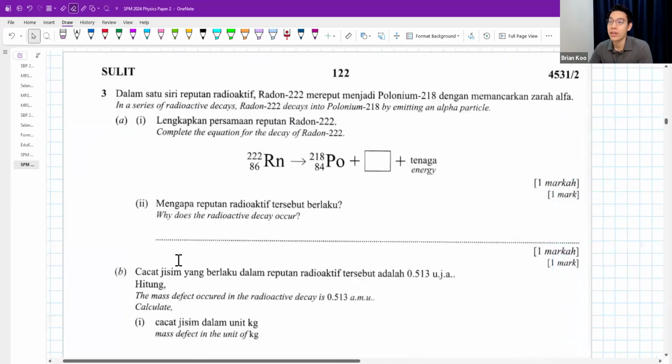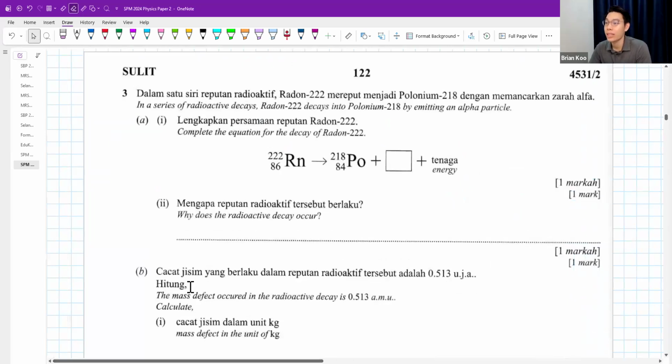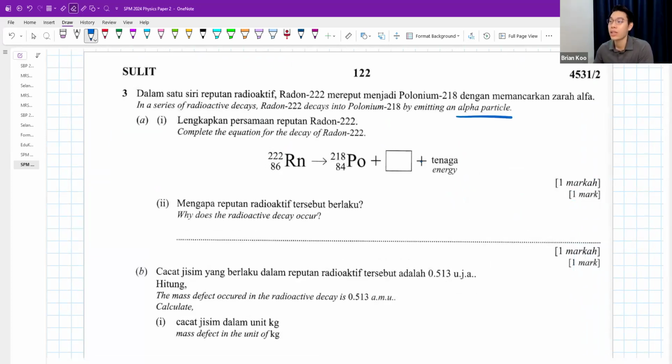Question number 3. In a series of radioactive decay, radon-222 decays to polonium-218 by emitting an alpha particle. Complete the equation. Okay, so they just want to see whether or not you know what is an alpha. If you don't know what is an alpha, then you don't know what to fill into the box there. Alpha is a helium-4 2 nucleus. You cannot just put alpha inside. You'll be marked wrong. Because why? You must make sure this is equal to 218 plus 4. 86 must be equal to 84 plus 2.